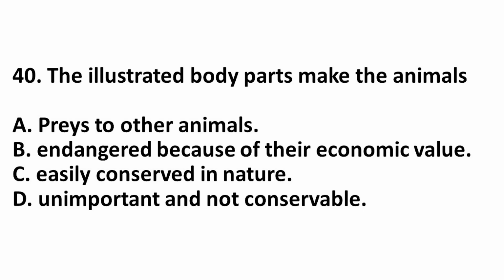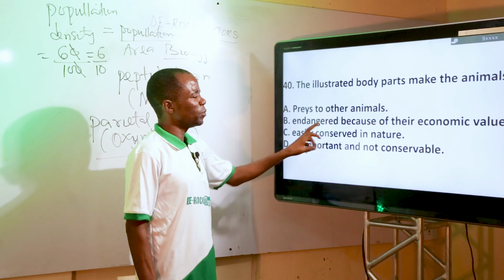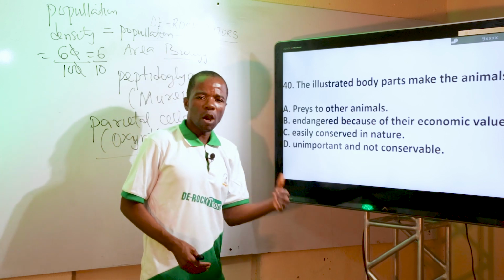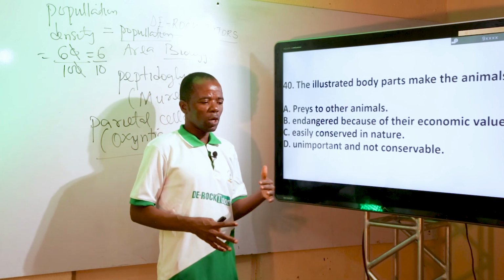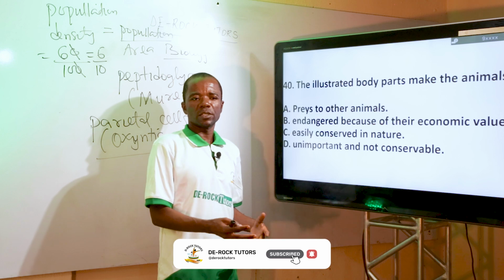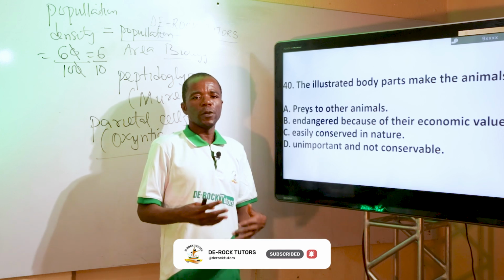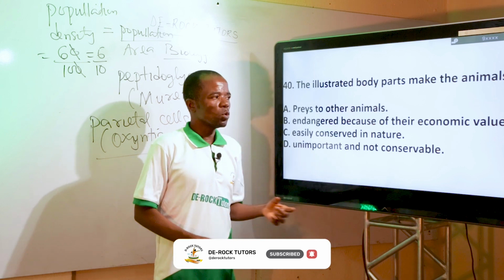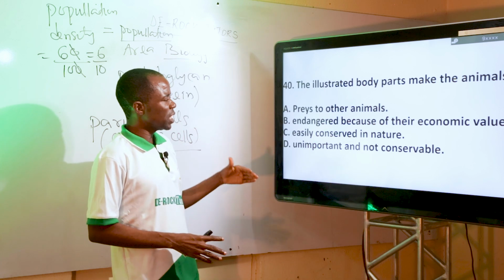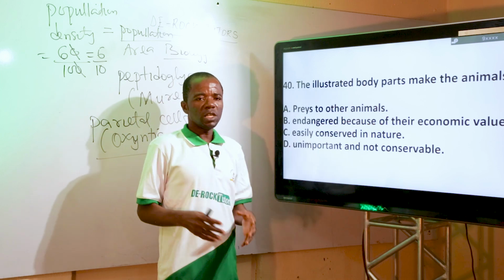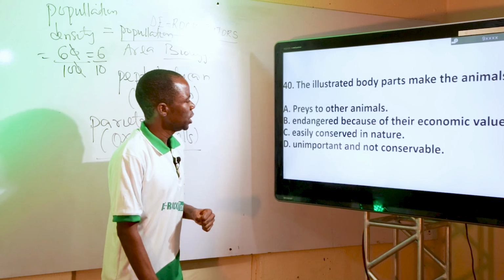The illustrated body parts make the animals, and the correct answer here is option B, endangered because of their economic value. There are a lot of people who kill lions not because they actually want to eat the flesh, but because of the money they will make from selling the canines from these lions. The same goes for rhinoceros. They are killed for their horns, just like people kill animals like elephants because of their tusks. So these parts of these animals make them endangered species because of the economic value that people get from these parts of their body. So the correct answer for number 40 is B.